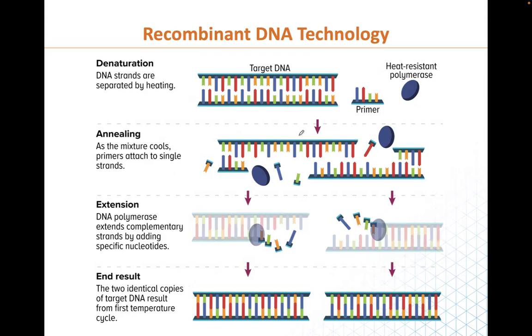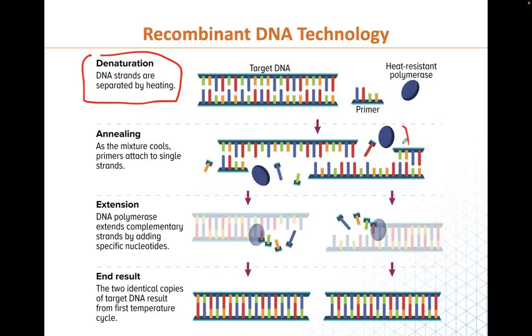In recombinant DNA technology, the first step is denaturation. In the denaturation step, DNA strands separate by heating. You're going to heat it up to above 90 degrees, so you will see the hydrogen bonds between the nucleotide bases break up. Once they break up, you're going to use a heat-resistant polymerase. This heat-resistant polymerase would be used to make new nucleotide bases.